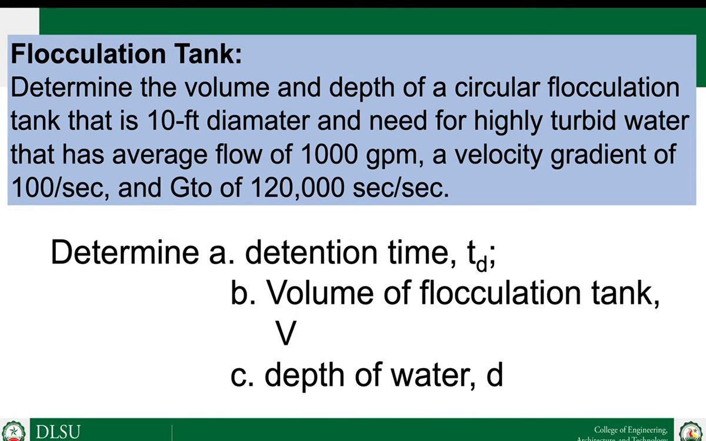Okay, so the flocculation tank is our next example. Determine the volume and depth of a circular flocculation tank that is 10 feet in diameter and is needed for highly turbid water that has an average flow of 1,000 gallons per minute, a velocity gradient of 100 per second, and a GTO of 120,000. Again, the unknowns are the detention time, the volume of the flocculation tank, and the depth of the water, D.